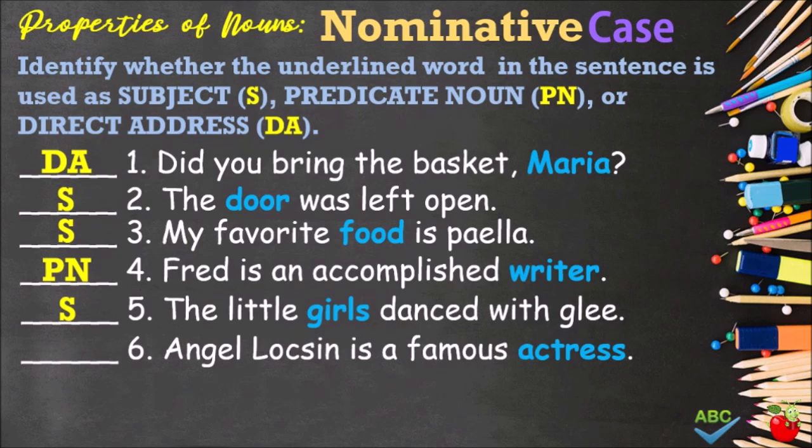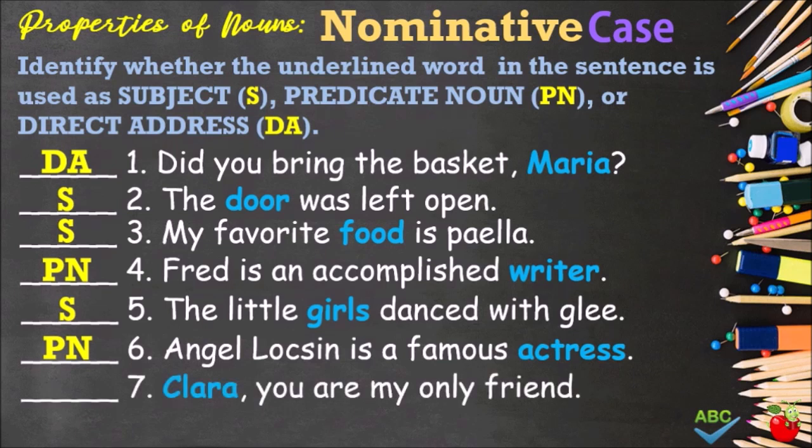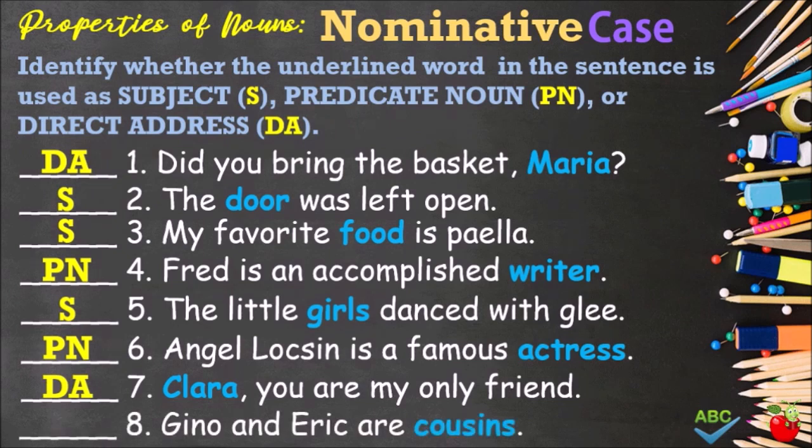Number 6. Angel Locsin is a famous actress. What is the function of the word actress? Answer: predicate noun. Number 7. Clara, you are my only friend. What is the function of the word Clara? Answer: direct address. Number 8. Gino and Eric are cousins. The word cousins functions as predicate noun.